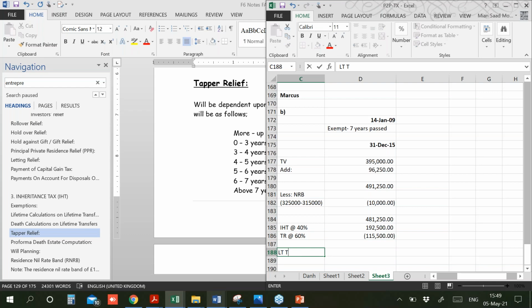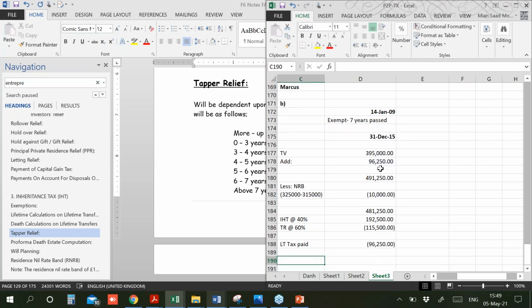Now, LT stands for lifetime tax already paid. It is given in the question, that is, I have used here 96250. So I can use this amount. Now, remember this point and listen to it carefully. If after deducting the taper relief and the lifetime tax already paid, the answer gets negative, or you get a refund from HMRC, there is no refund for IHT already paid, or the refund that would be made because of the discounts or the reliefs. So if the answer is negative, you will not be able to recover any IHT from HMRC. You'll write 0 as your answer rather than a negative answer.